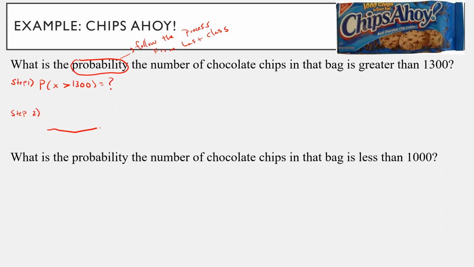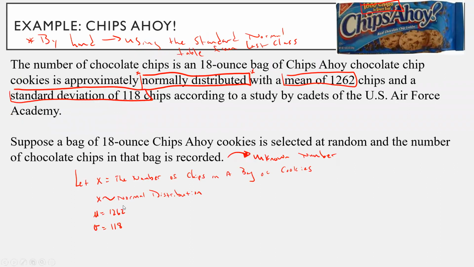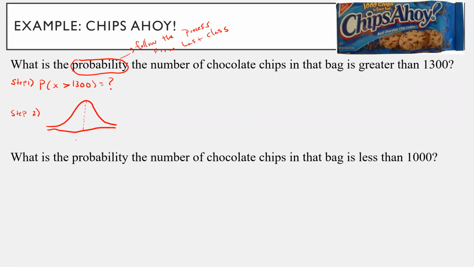So we know that X is normally distributed. This is the number of chips in a bag. They follow this bell curve, okay? And it's centered at the mean, which is 1,262. And over here is 1,300. So if I want to be greater than 1,300, am I going to shade to the left or to the right of 1,300? Right. Yep. I'll find this red area to the right here.